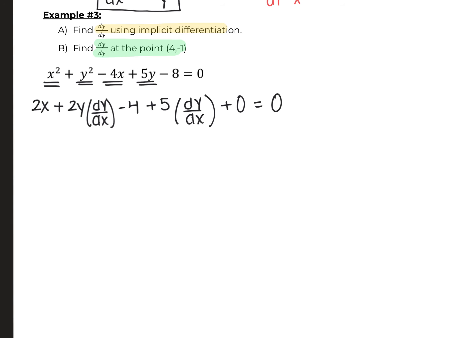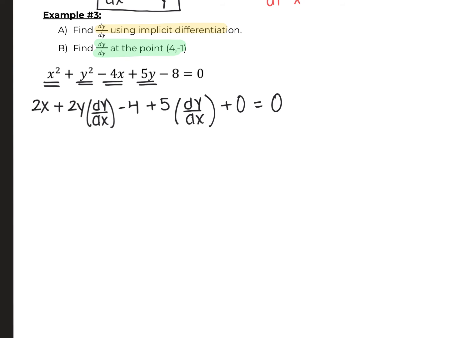So again, the derivative of x squared is 2x, the derivative of y squared is 2y, but since I took the derivative of y, I have to multiply it by dy over dx. The derivative of negative 4x is negative 4, and the derivative of 5y is just 5, but since I took the derivative with respect to y, I need to write dy over dx. The derivative of a constant is 0. The derivative of another constant is also 0.